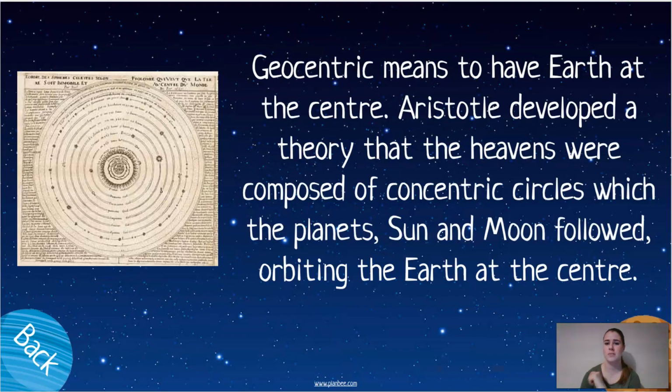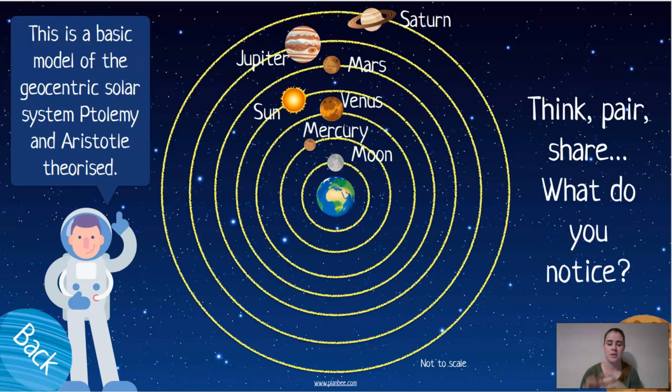Okay, so geocentric means to have Earth at the centre. So you've got geo and centric, so centre, means that they believed that Earth was right in the middle. And they developed this theory that composed around all the different circles of the planets, the sun and the moon, and how actually they all followed and orbited the Earth right in the middle. So this is what the model used to look like. Okay, so you've got the basic model, this is the geocentric. Remember, geo, Earth, centric, middle. So Earth is in the middle of our solar system.